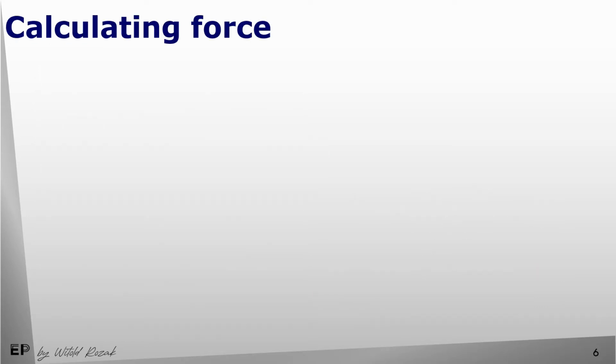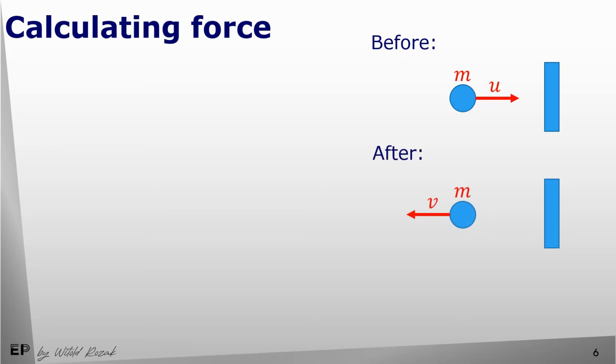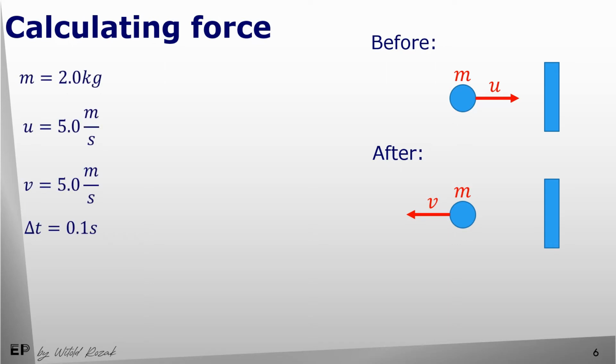In this example, we will calculate the average force acting on the ball during its collision with the wall. We have a ball of mass m moving with initial velocity u towards the wall. After the collision, the ball is moving with velocity v away from the wall. Let's assume the following information was given to us. The mass of the ball is 2 kilograms, magnitude of both initial and final velocities are 5 meters per second, and the ball was in contact with the wall for 0.1 second.